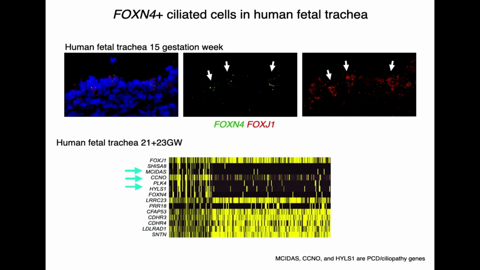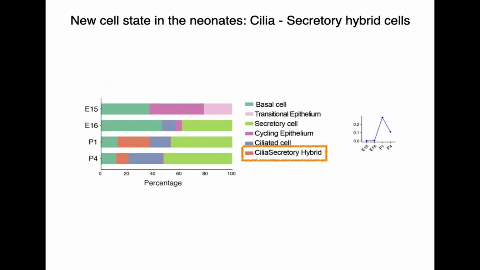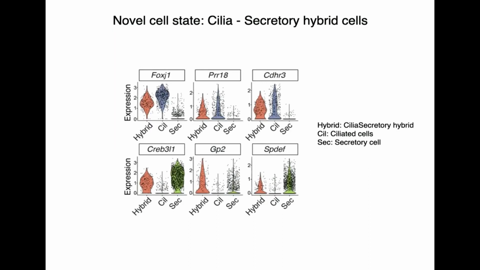dyskinesia symptom. So one thing that's very important that came from our analysis is that we noticed that there's a ciliary-secretory hybrid cells in the neonatal mice. They were not there during development. We haven't seen any similar reports for the adult mice, but we can actually see very distinct gene expression pattern in the hybrid. So the hybrid cells would express markers for ciliary cells. They would express marker for secretory cells.